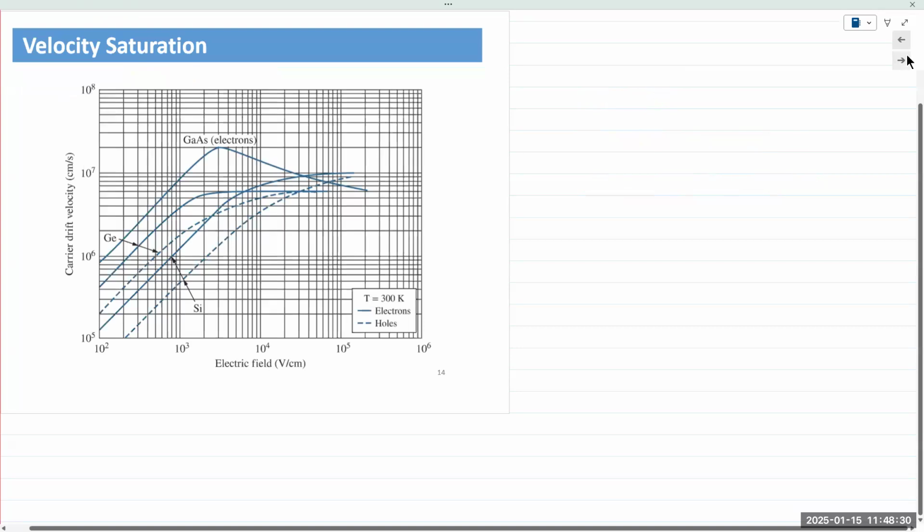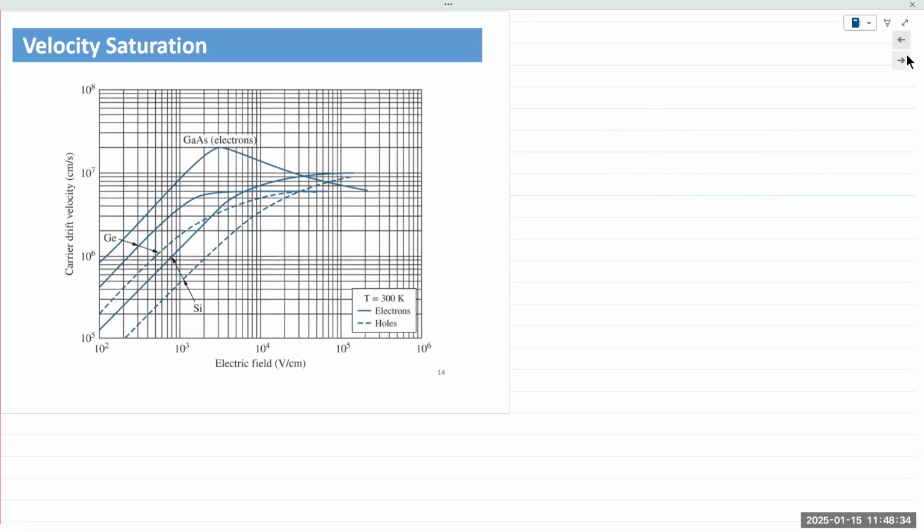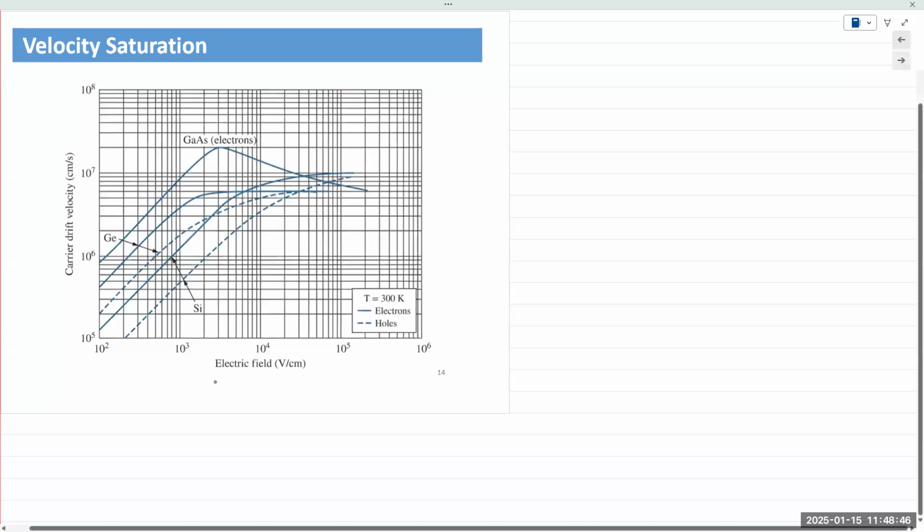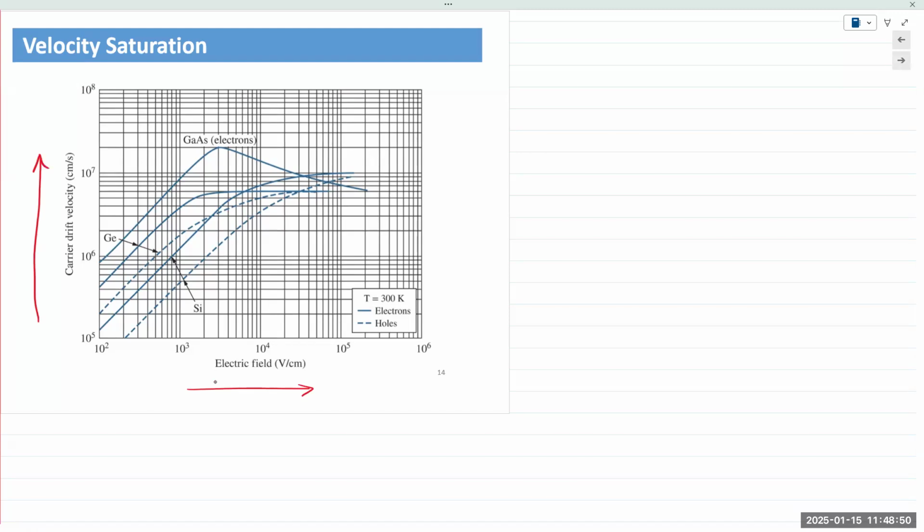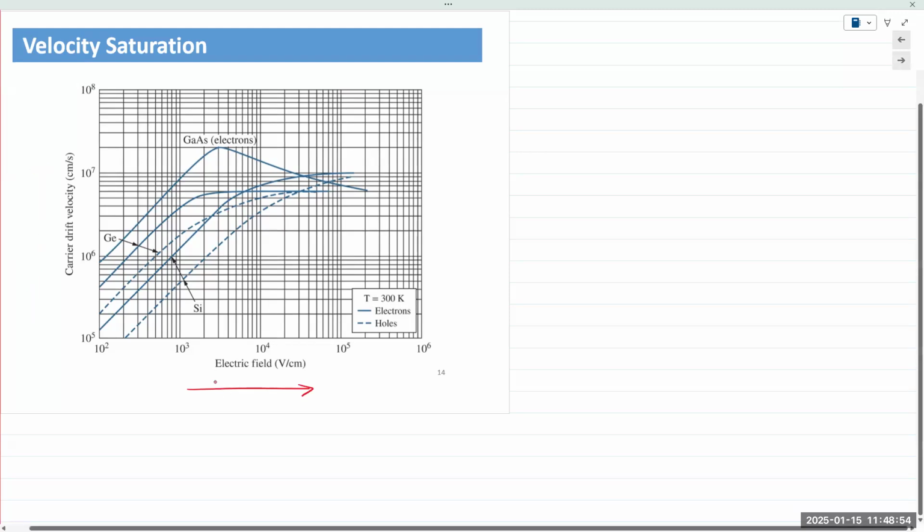Now, here's a chart. So laws of physics apply. And what scientists learned was that you could increase the electric field up to a point, but then it would start to slowly saturate. Okay. So here's a chart that shows you the response of carrier drift velocity in response to the applied electric field.